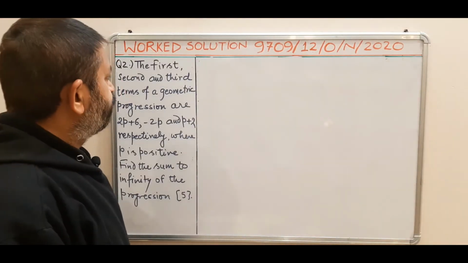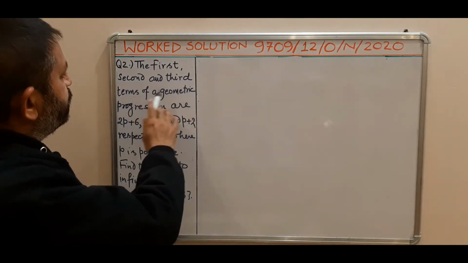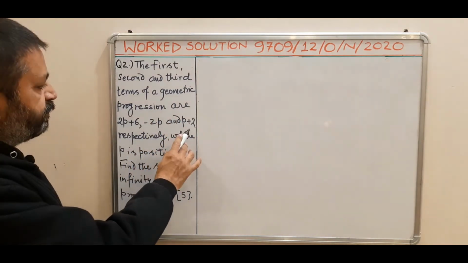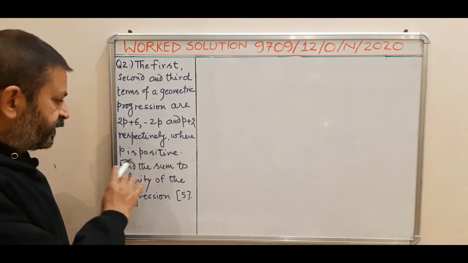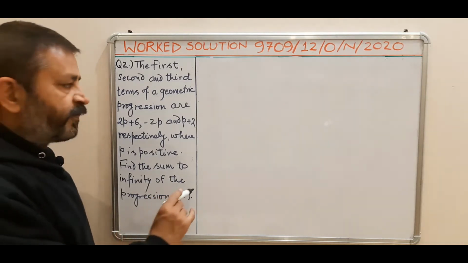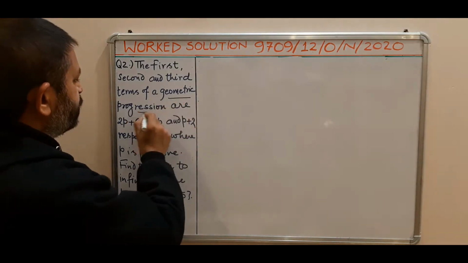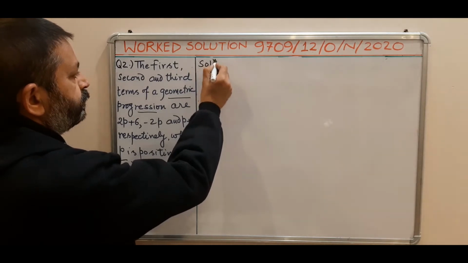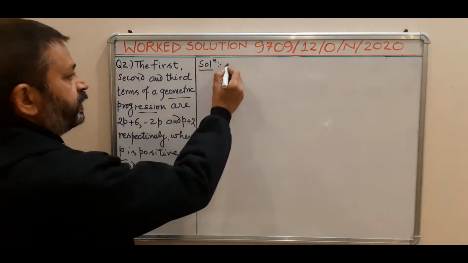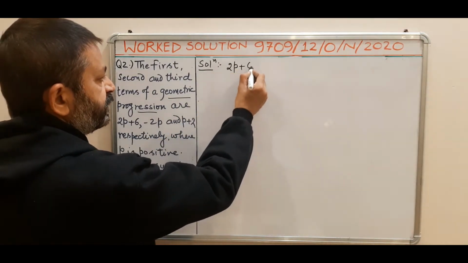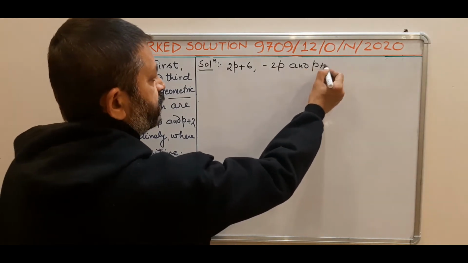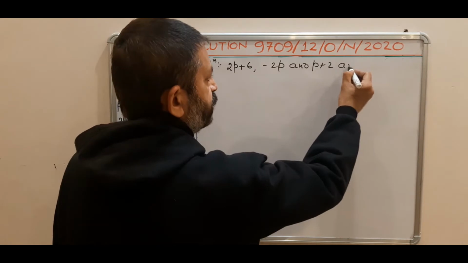So question number 2. The first, second and third terms of a geometric progression are 2p + 6, −2p and p + 2 respectively. Where p is positive, find the sum to infinity of the progression. This question carries 5 marks. This question is based on geometric progression. So as 3 terms are given, first, second and third terms are given, it means 2p + 6, −2p and p + 2 are in geometric progression.